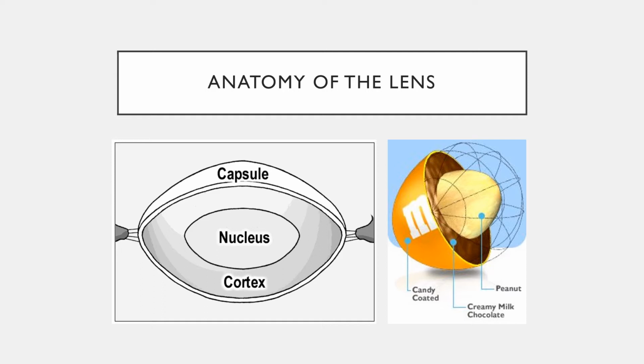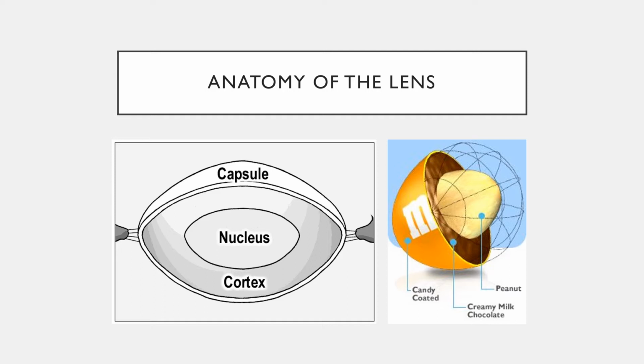I'll now describe the layers in a little bit more detail. So we'll start with the capsule. So the capsule is the basement membrane of the lens, and it's made up of type 4 collagen. It creates this outer ring around the lens, which really gives it its structure, and it's quite stretchy as well.